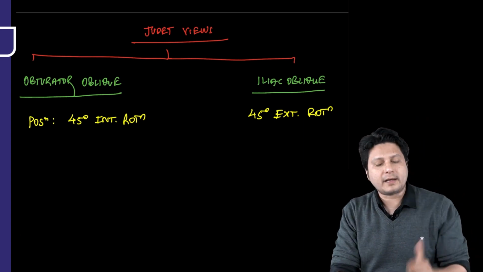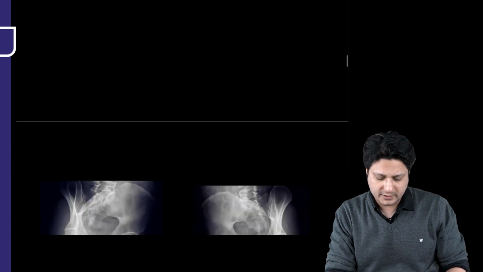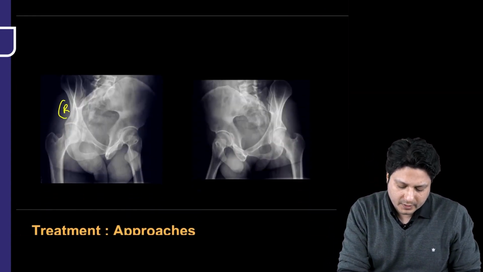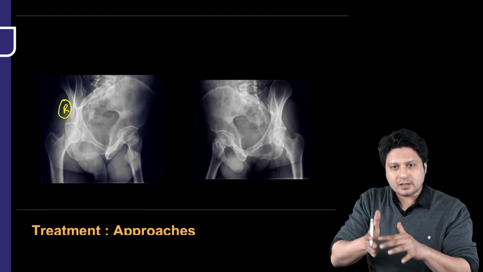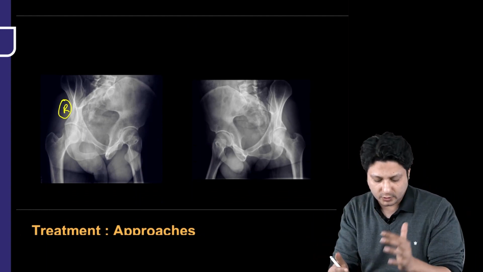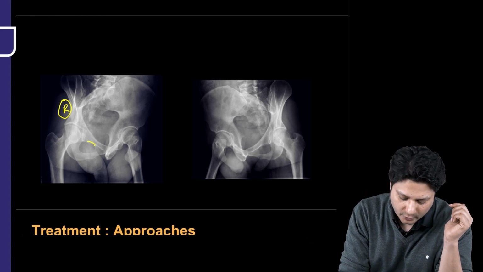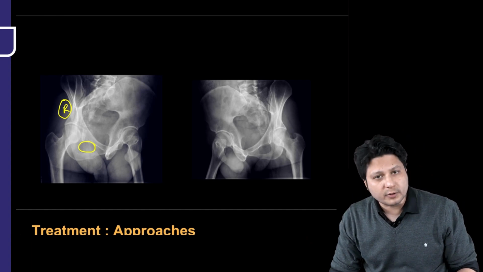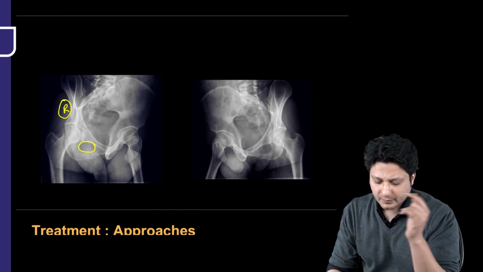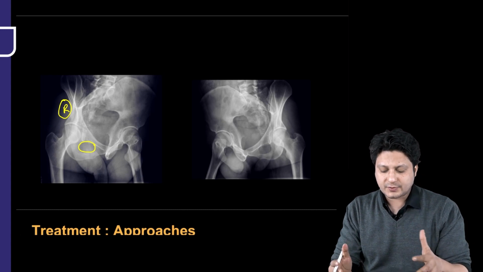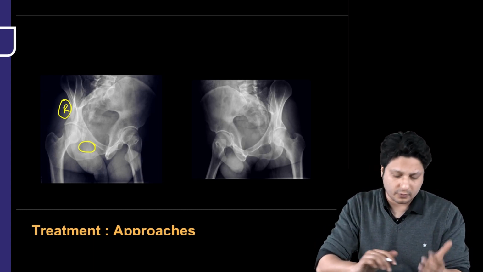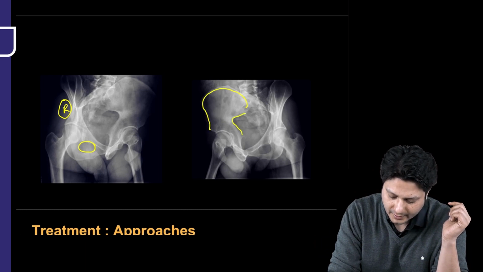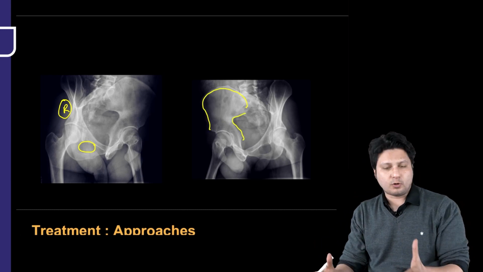Now, why is it called by the name of obturator and the iliac oblique? Just try to understand by looking at this image. Here, the right-sided hip image is obtained by placing the patient in 45 degrees of internal rotation and the entire obturator foramen is clearly visible. That is the reason why it is called obturator oblique. On the other hand, when the X-ray is obtained by external rotation of the hip joint, then the entire iliac wing is clearly visible. That is the reason why it is called iliac oblique.